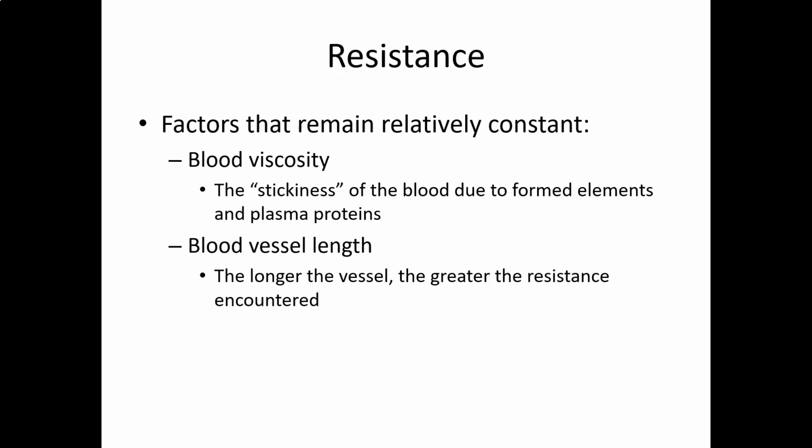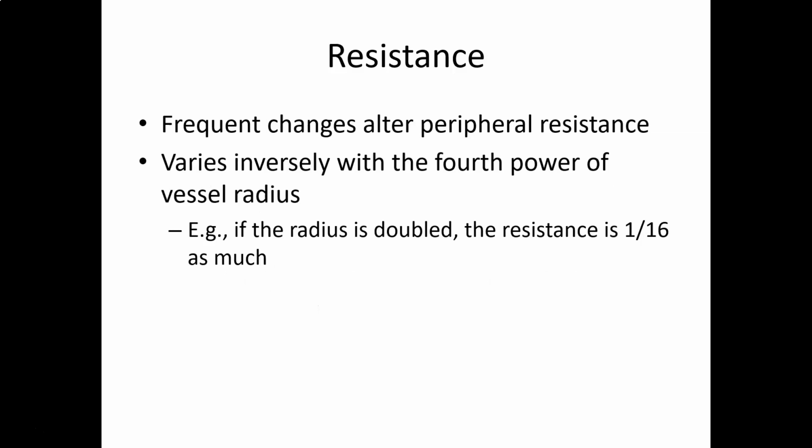When your body needs to alter pressure, or the pressure gradient, it changes the diameter of the blood vessel. So, if you make the blood vessel bigger, you decrease resistance. The bigger the vessel, the less resistance.